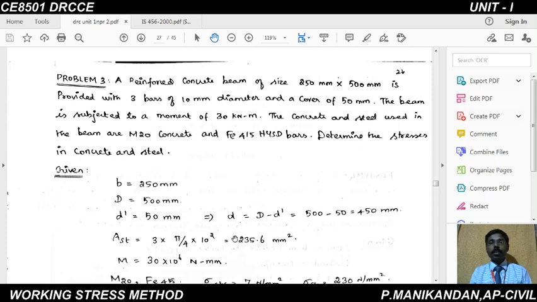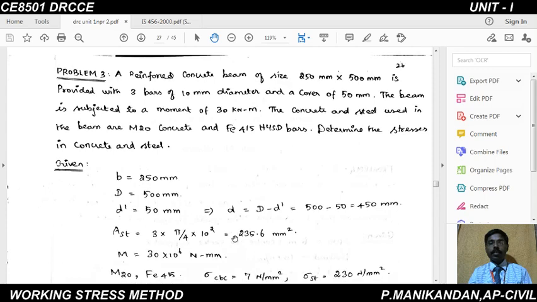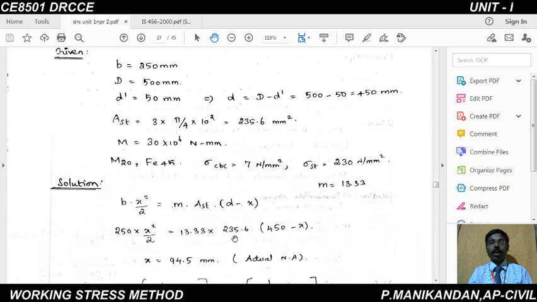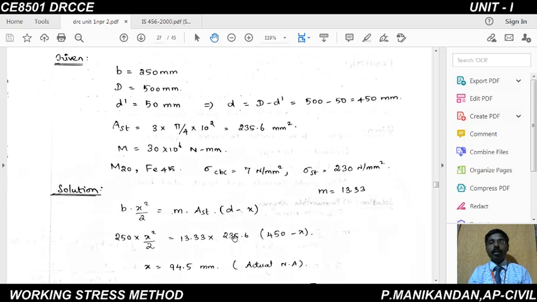The beam is subjected to the moment of 30 kilonewton meter and the grade of concrete and steel used is M20 grade and Fe415 steel. Here we have to find out the stresses in concrete and steel. As we solved in previous problem, here we are going to write the given data. The given cross section is B is 250 and the overall depth is 500 and the cover value is 50 mm, which is written as D dash.